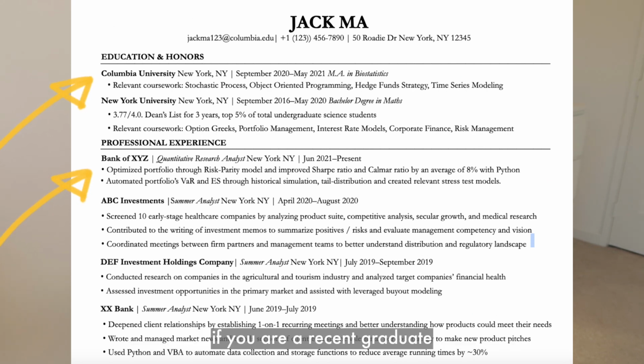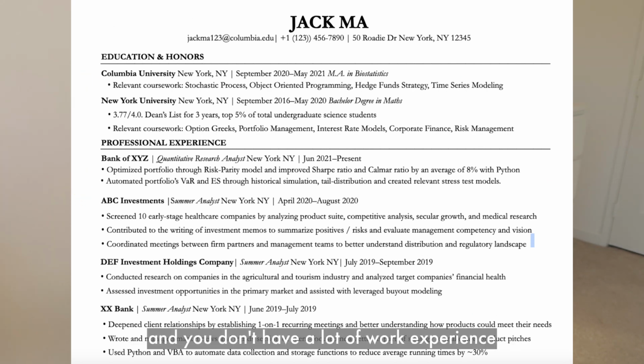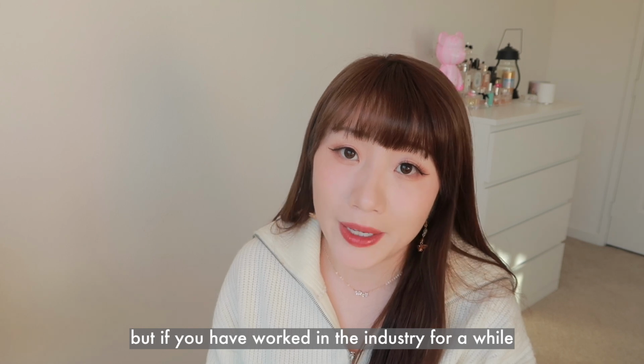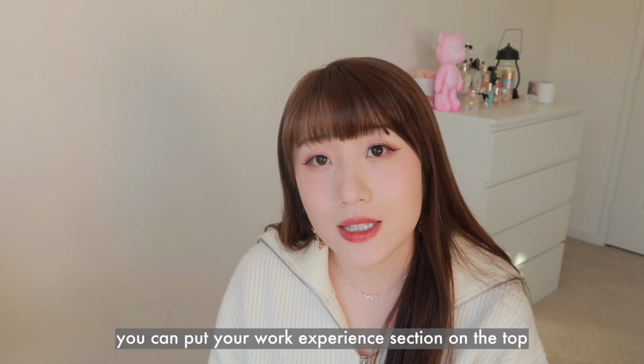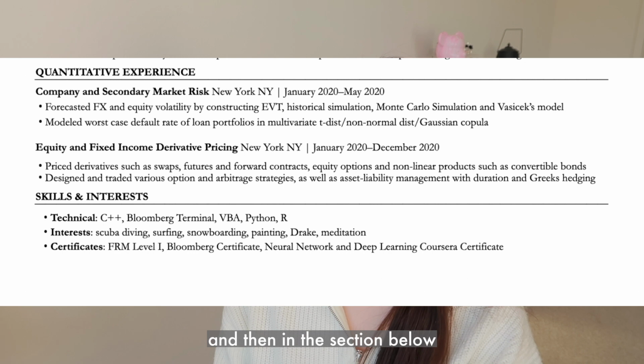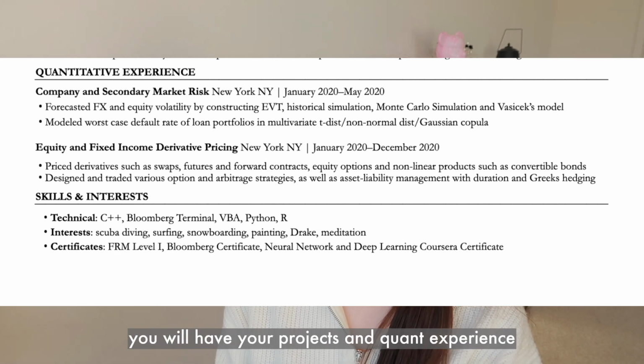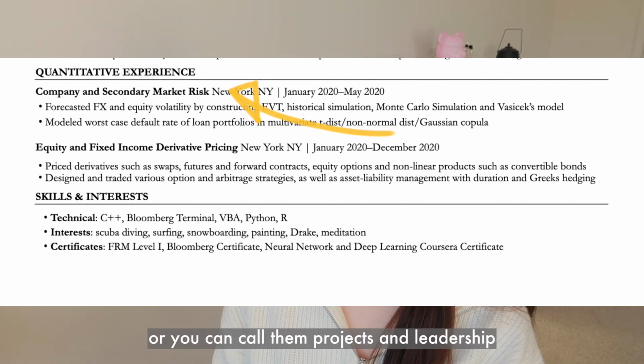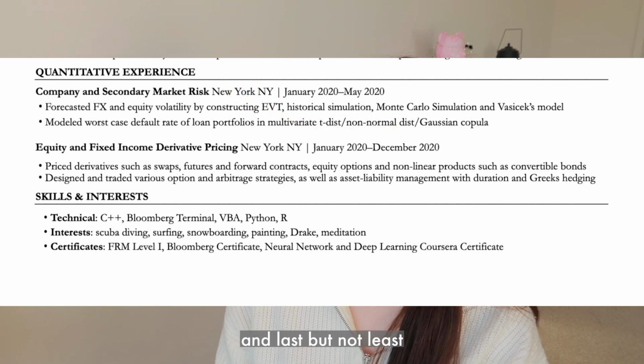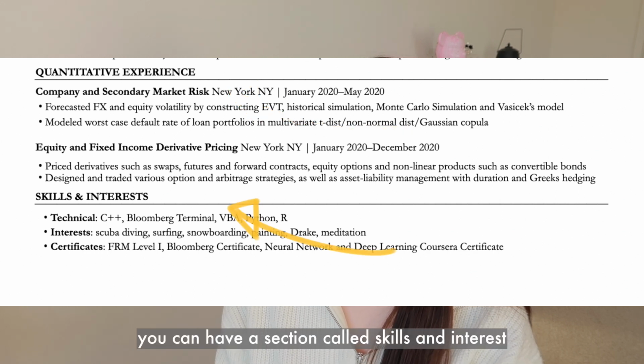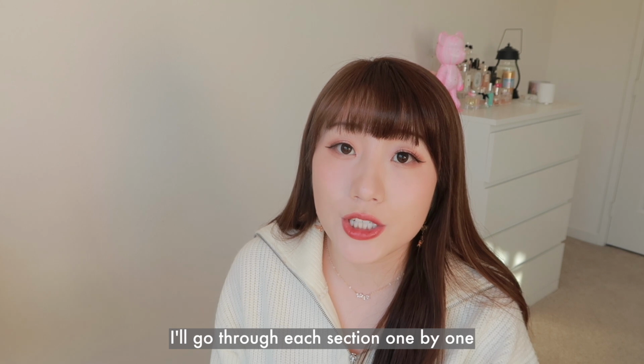If you're a recent graduate and you don't have a lot of work experience, then you can just list your education on the top. But if you have worked in the industry for a while, you can put your work experience section on the top. And then in the section below, you will have your projects and quant experience, or you can call them projects and leadership. And last but not least, you can have a section called skills and interests. I'll go through each section one by one.